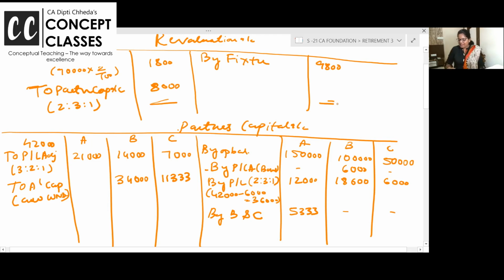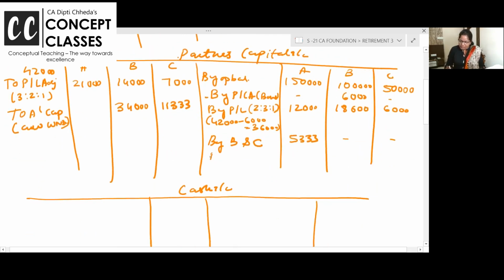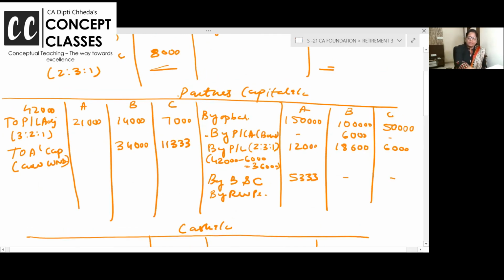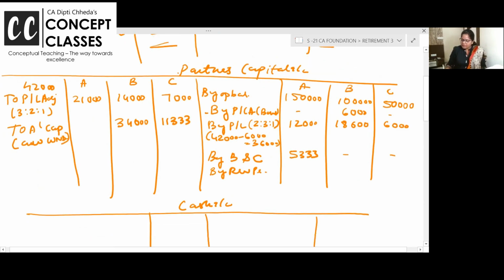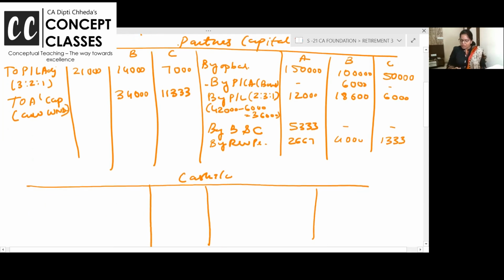8,000. Can we give revaluation profit to all the partners? 8,000, say it. 8,000 into 2/6, 2,667. 8,000 into 3/6, 4,000. 8,000 divided by 6, 1,333. All clear to all of you?